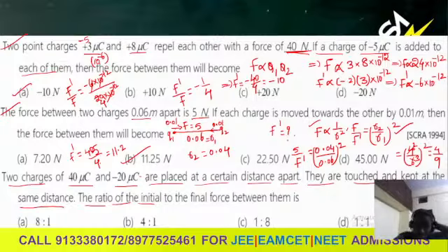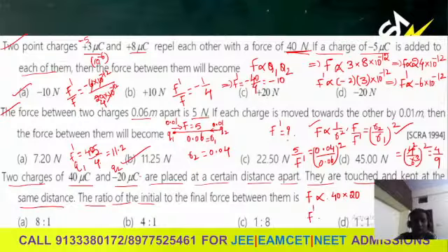Nazir, you are giving the answer for the second question, 11.25. Yes Nazir, it is 11.25. I'm talking about the third question. Initially Q1 is 40, Q2 is minus 20. So can we say F is proportional to 40 into 20? Because force is proportional to the product of the charges. Of course microcoulomb is given, I'm just taking the magnitudes as 40 and 20 only.